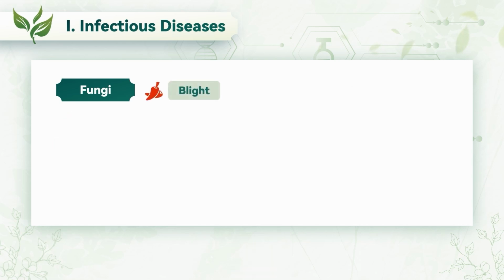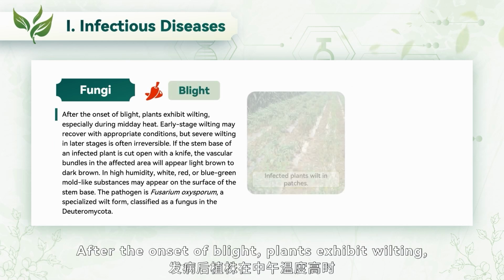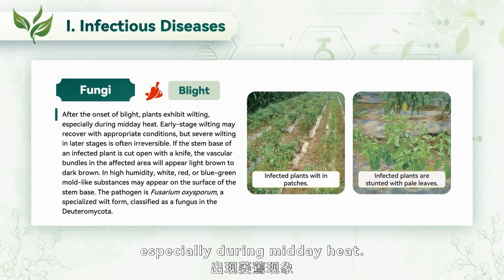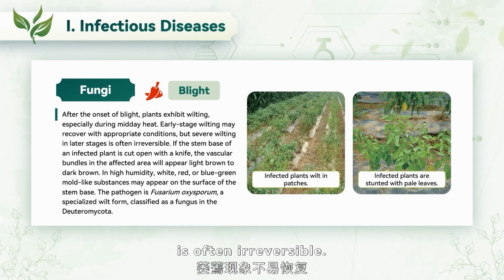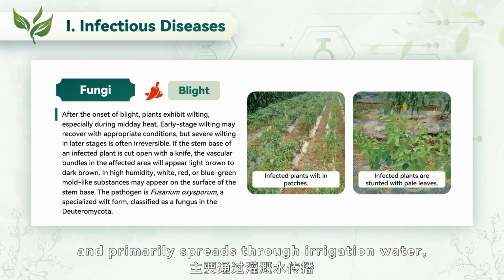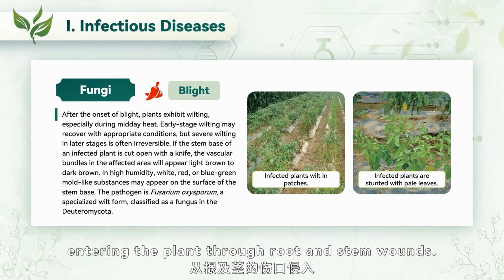Blight. After the onset of blight, plants exhibit wilting, especially during midday heat. Early-stage wilting may recover with appropriate conditions, but severe wilting in later stages is often irreversible. The pathogen exists in the soil and primarily spreads through irrigation water, entering the plant through root and stem wounds.